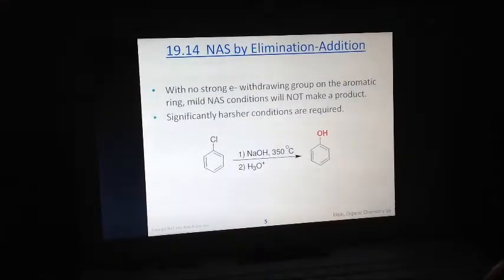Alex talked about addition then elimination, and now I'll talk about elimination then addition. With no strong electron withdrawing group on the aromatic ring, mild nucleophilic aromatic substitution conditions will not make a product. If you use harsh conditions like high temperature, you will get a reaction to occur. I will show the mechanism later.